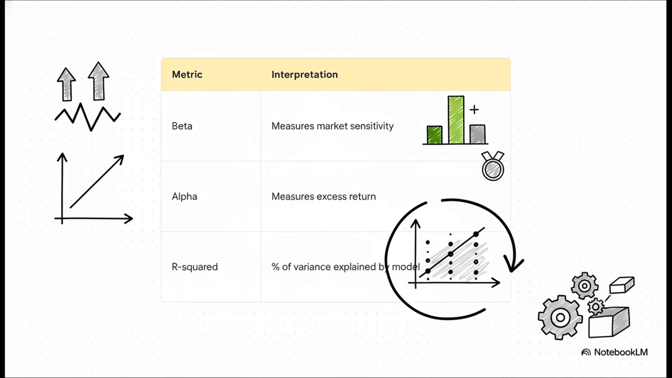So let's do a super quick recap of the big three. Beta, how much does your stock move when the market moves? Alpha, is your stock outperforming what its risk level would predict? And R squared, how much of the story does your model actually tell? I mean, these three numbers, they're really the foundation of so much quant analysis.